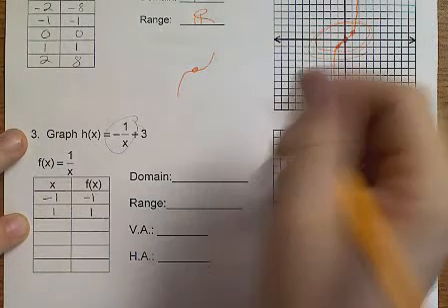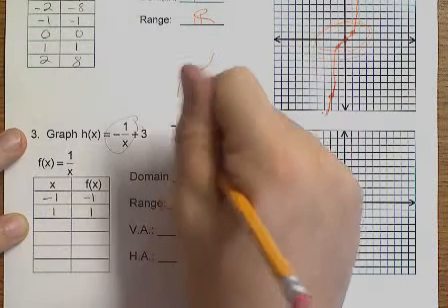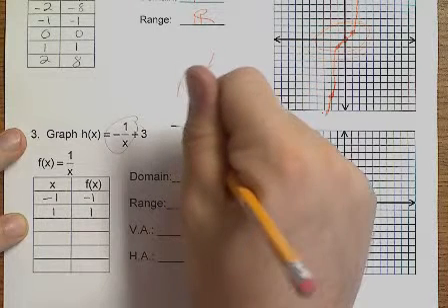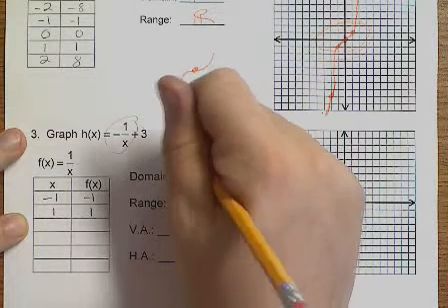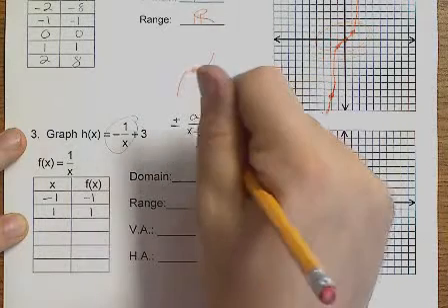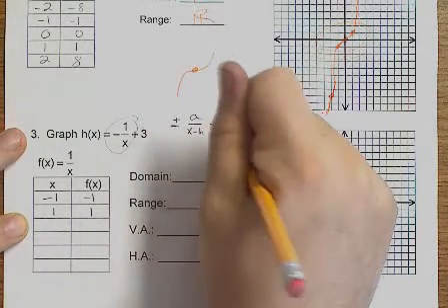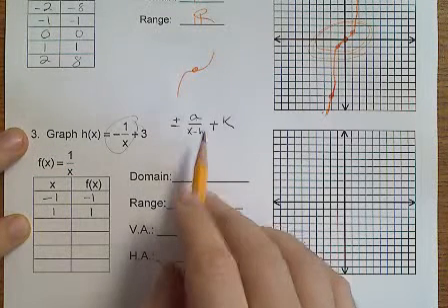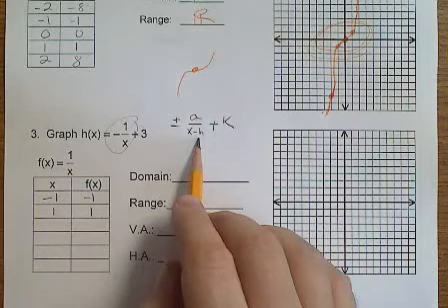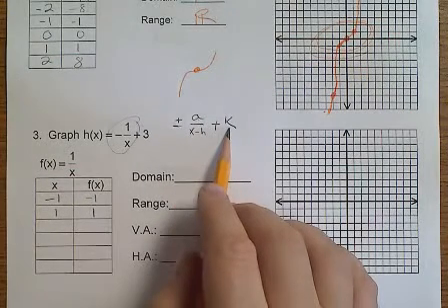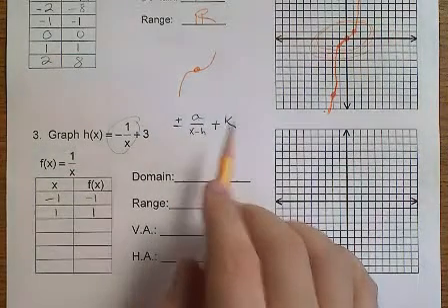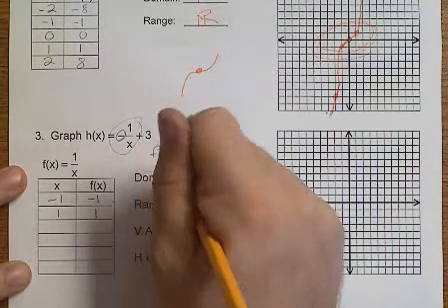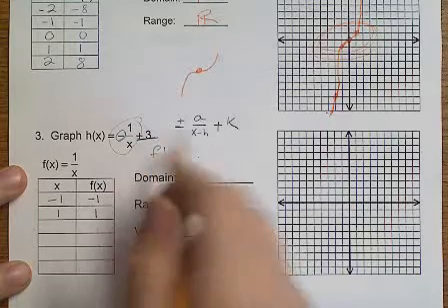Now, the same thing, negative a over x minus h. This is positive or negative, plus k, where a tells us if we stretch or compress, h tells us if we move right or left, and k tells us if we move up or down. So I'm looking at this. I'm going to flip, and I'm going to move up 3.